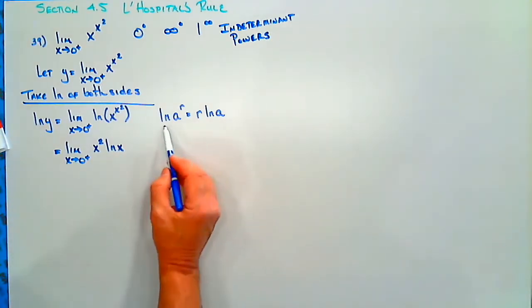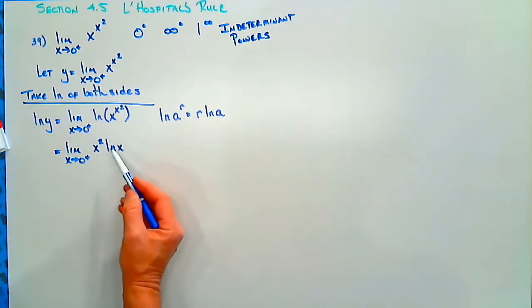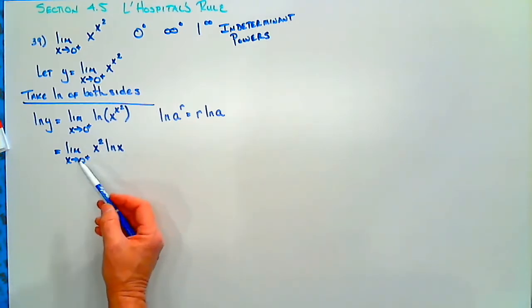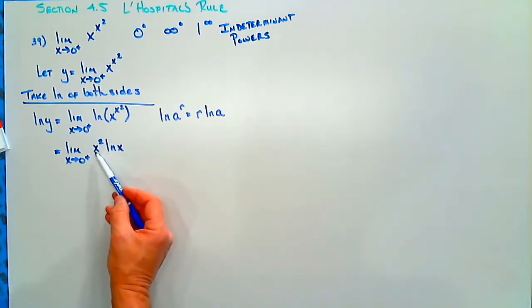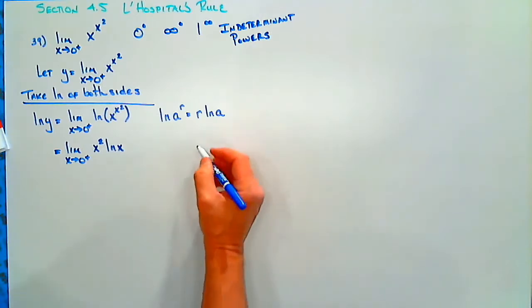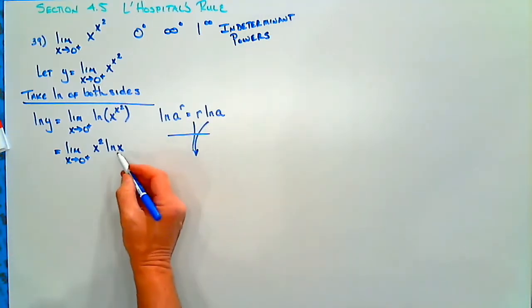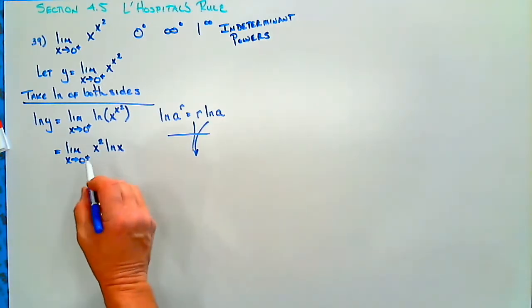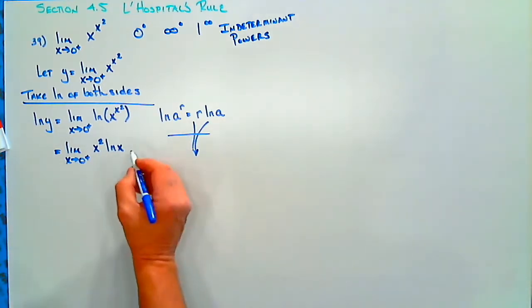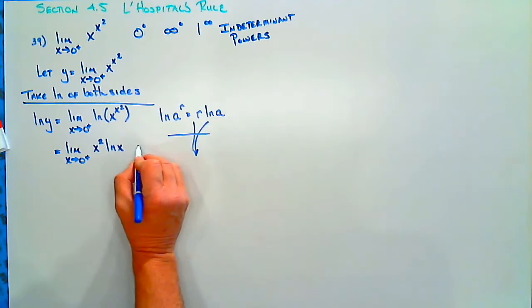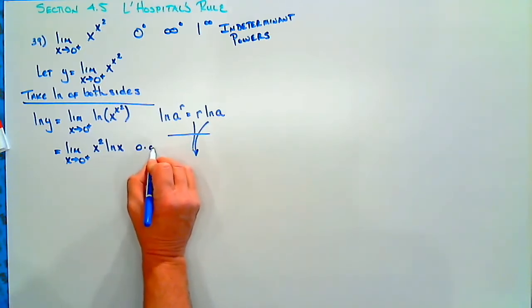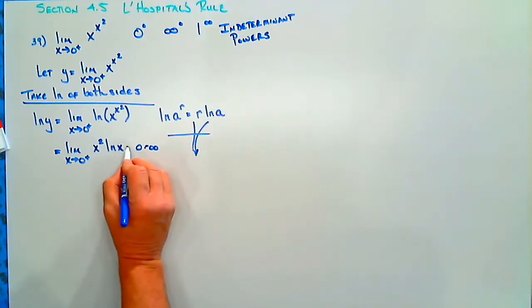So what are we going to do here? As x goes to 0, x squared is 0. 0 squared is 0. But we remember from the graph of the natural log that it goes to negative infinity. This is one of our indeterminate products. This is 0 times negative infinity.